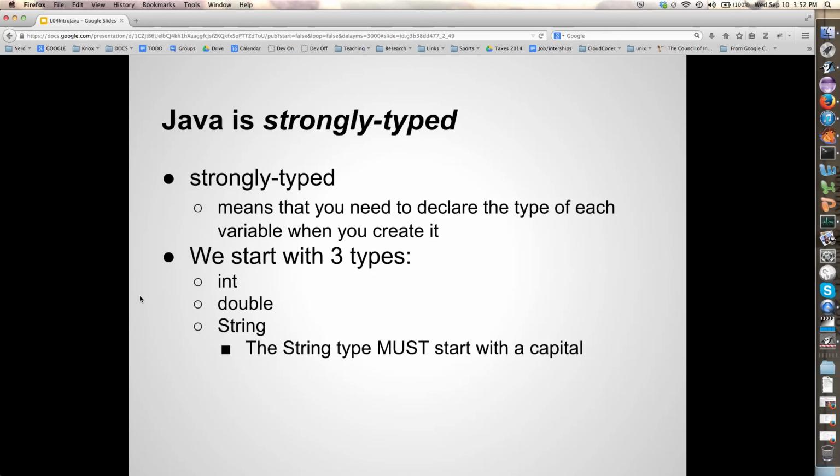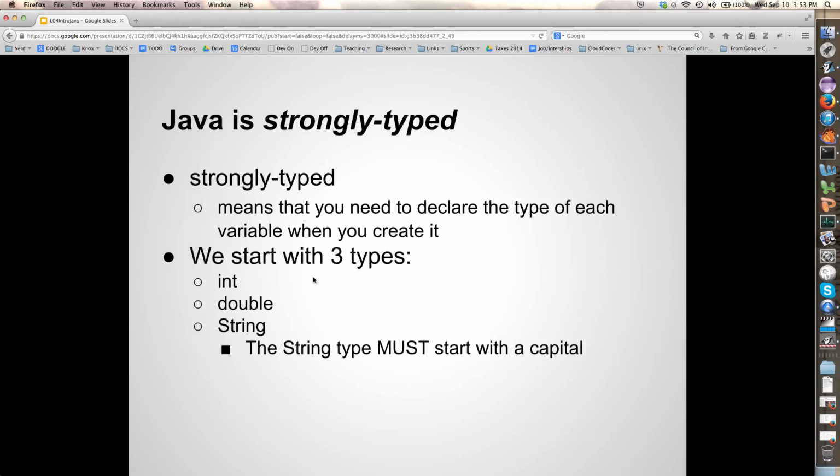Now we're going to start with 3 types. We're going to have int, double, and String. Int and double, you notice these both start with a lowercase letter. String starts with an uppercase letter. These are different. Int and double are what are called primitive types. String is what's called a reference type. We'll revisit these terms for much of the rest of the term, but just for now, int and double are going to store fairly simple things.